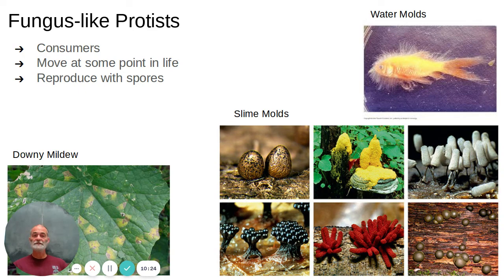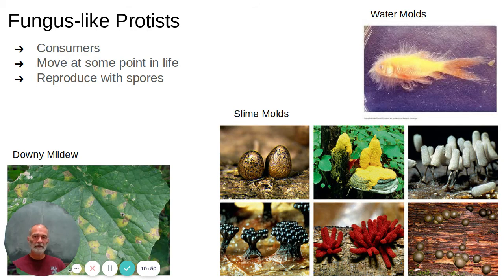So the third group of protists are the fungus-like protists, and the reason they're fungus-like is because they're consumers, and they usually are also saprophytes or decomposers. At some point in their life, they usually move, whether it's oozing, whether it's spores flying through the air, some way of getting from one place to another, and that's their reproduction as well. It's reproducing with spores. And you can see a few examples.